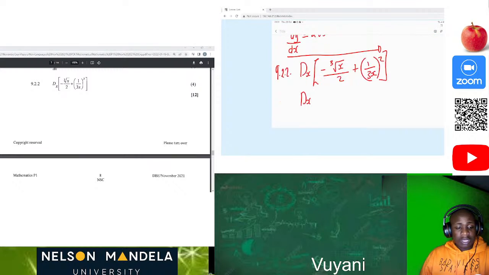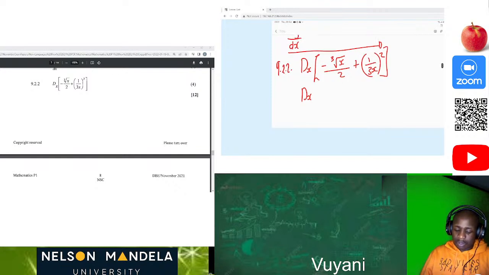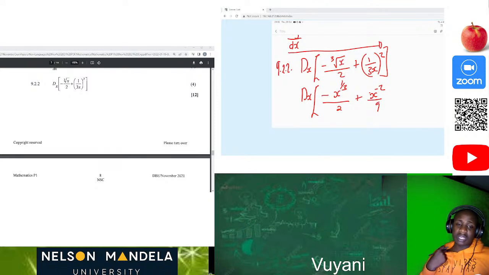We know that the first thing we are supposed to do in these kinds of questions is remove the radicals and make sure we have the expression in simplest form. So the cube root of x is the same as negative x to the power 1 over 3, divided by 2, plus this part, which is 1 over 3x all squared. That is 1 over 3 squared multiplied by 1 over x all squared.